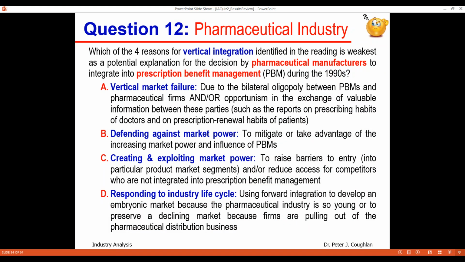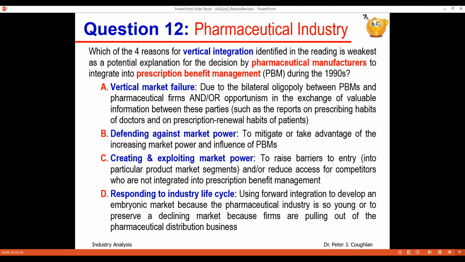So going back here then, is there a plausible vertical market failure explanation here? Well, could it be due to the bilateral oligopoly between PBMs and pharmaceutical firms? Well, yeah, right? We said there's only a few PBMs, only a few pharmaceutical firms, so it was a bilateral oligopoly. Remember, we said that's one source of vertical market failure. We only have a few buyers or a few sellers, so that could be the case.